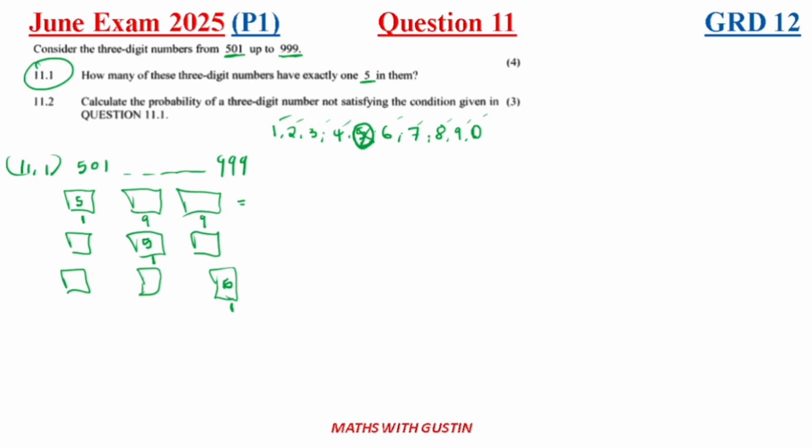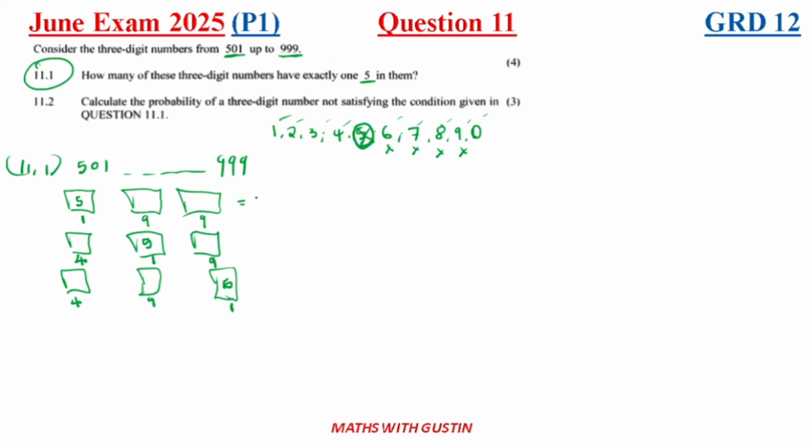So how many numbers are greater than 5 here? You've got 1, 2, 3, 4. 0 is not greater than 5. So therefore it means here you've got how many choices? 4 choices. And then here in this case you would have 9 choices. So similar thing would apply here. You're going to have 4 choices. Then here you're going to have 9 choices.